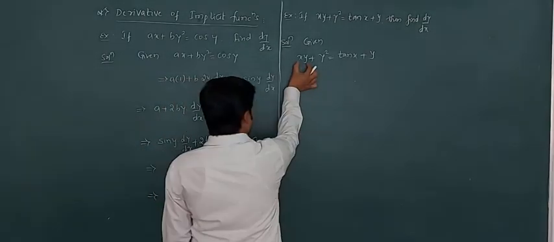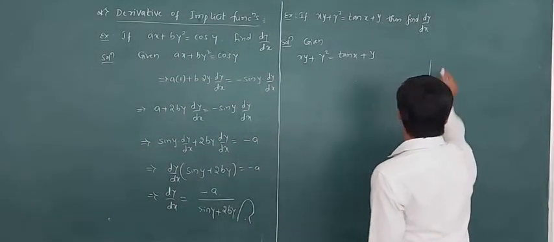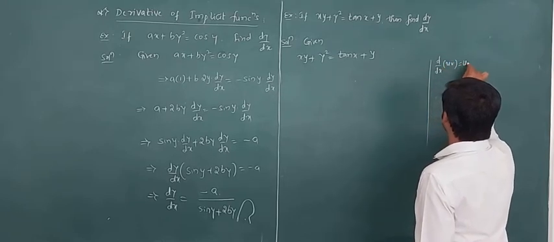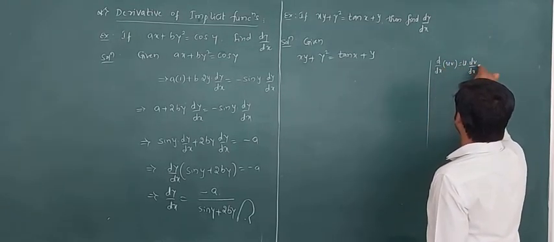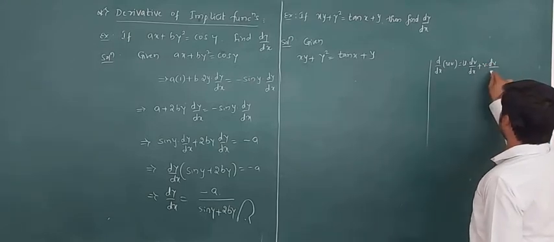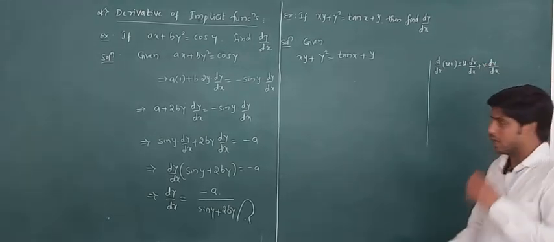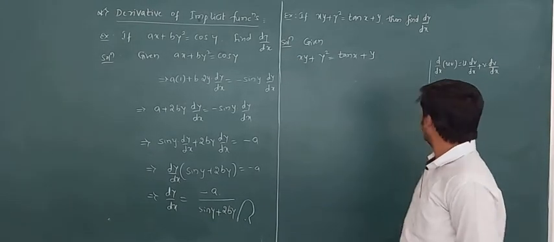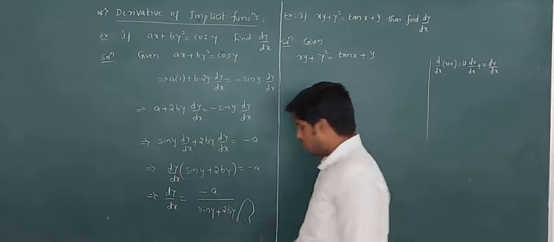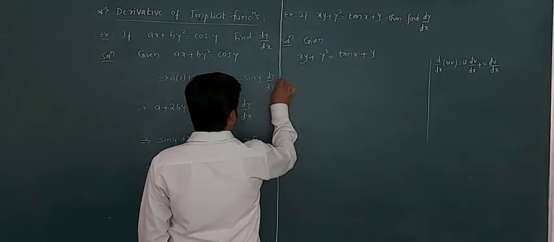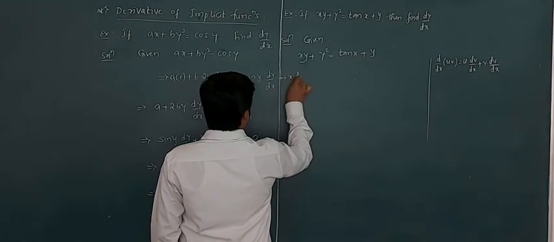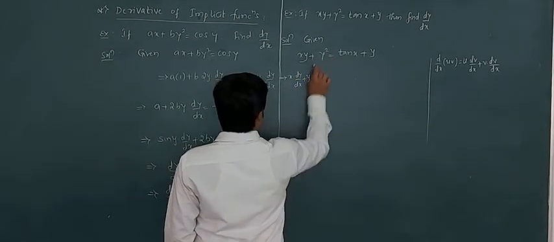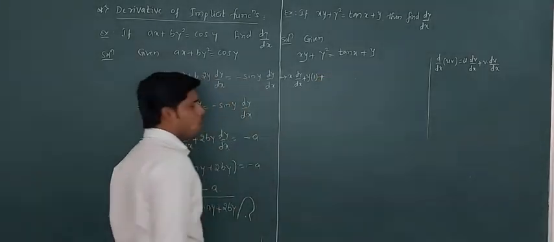So here it is a product rule, and we know the product rule: d by dx of u into v is equal to first function constant, second function differentiation, plus second function constant, first function differentiation. So here in the place of u we have x, in the place of v we have y. So differentiating this function we get x into dy by dx plus y into dx by dx, that is nothing but 1, since x differentiation is 1.